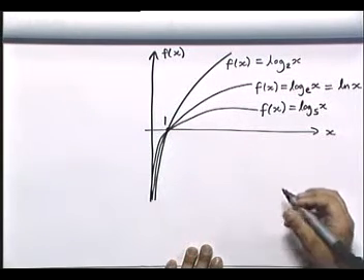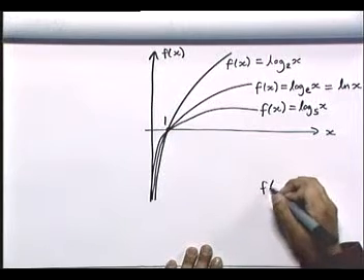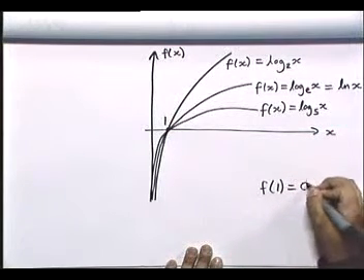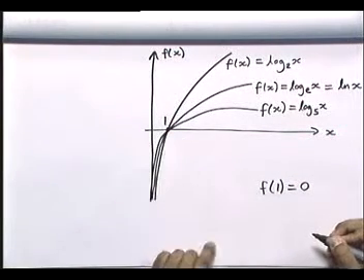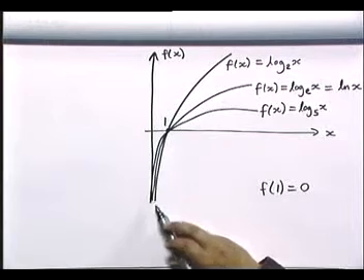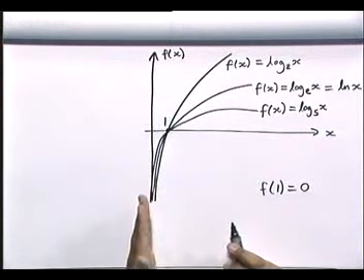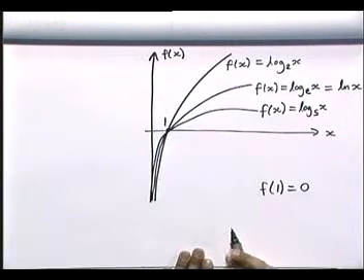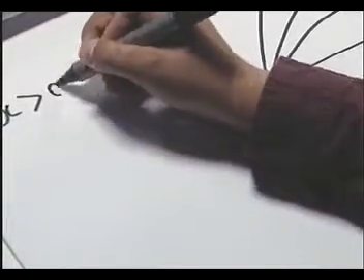Regardless of our value of a, f of 1 will always be 0. That's true for all values of a here. Second thing to notice is something we touched upon earlier on, this point about the argument always being positive. And we can see this graphically here. We see we've got no points to the left of the f of x axis. And so x is always more than 0.